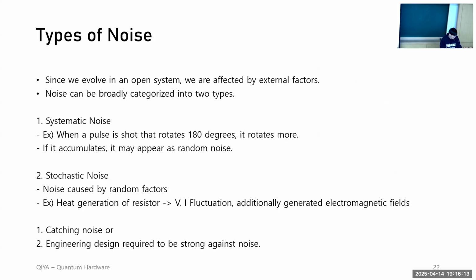The second is stochastic noise. This is noise caused by random factors like heat generation of the resistor, which can make voltage and current fluctuations, so additionally generated electromagnetic fields. We can fix these noises by catching the noise or by engineering design that is robust against the noise.